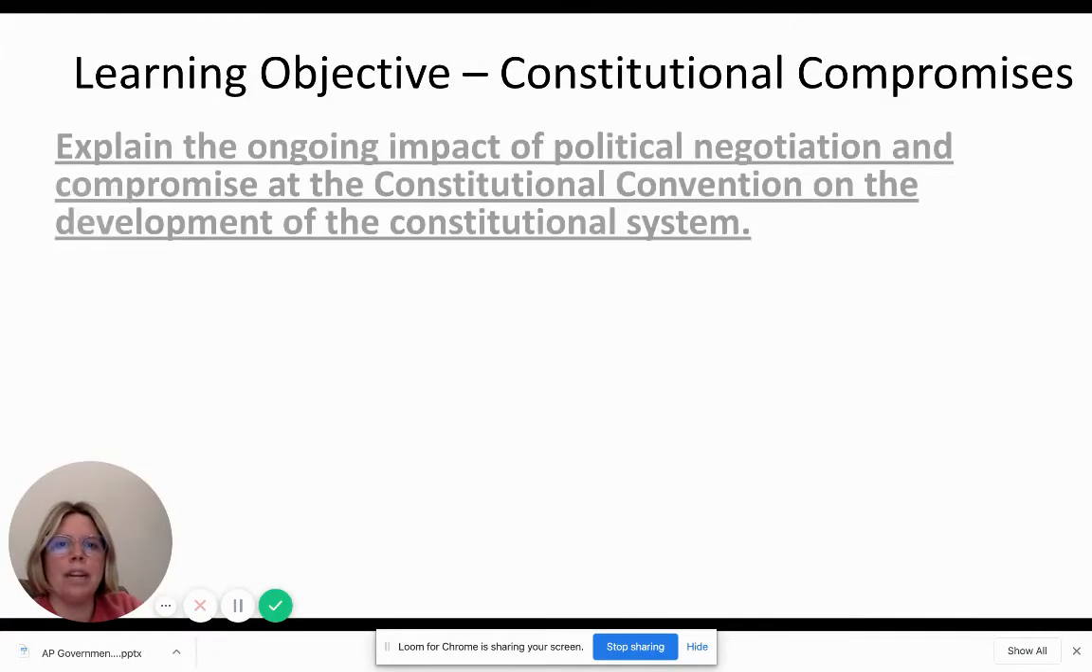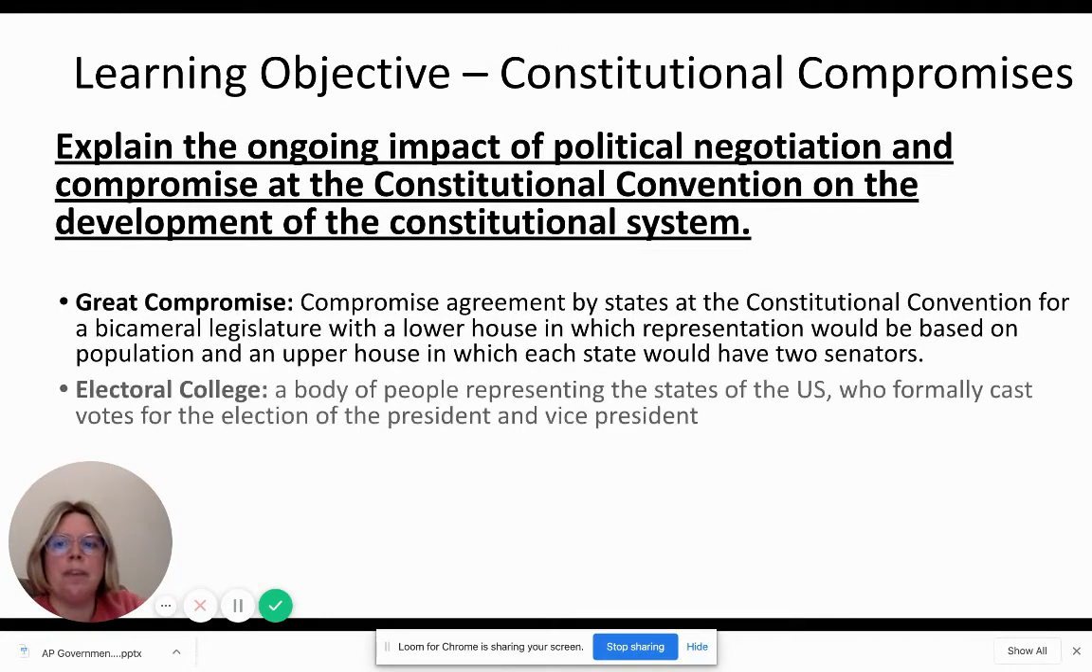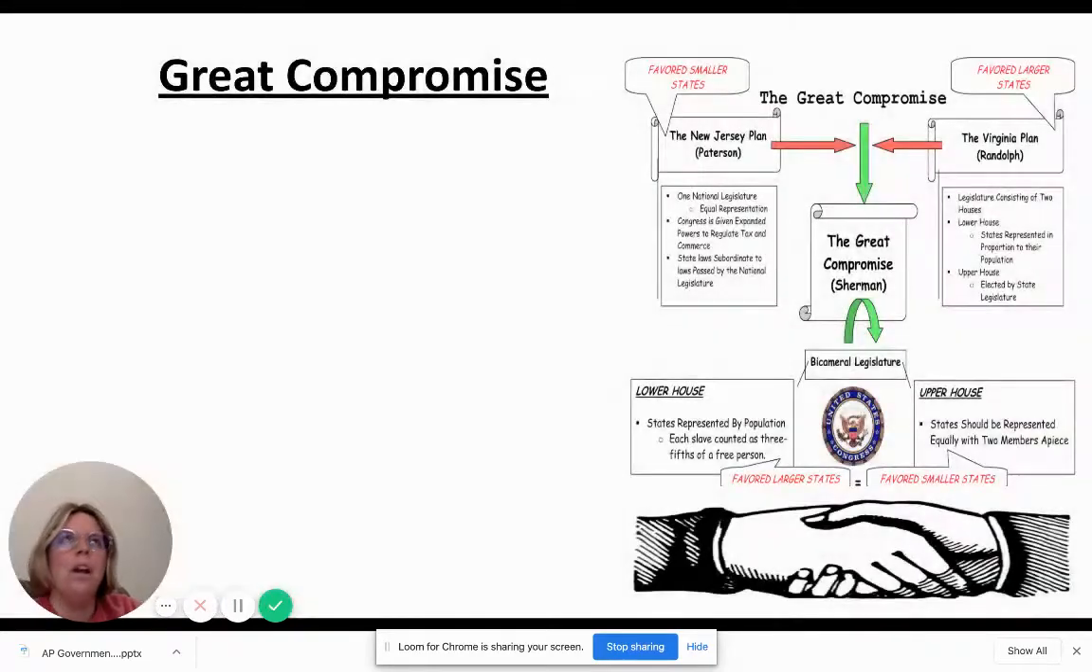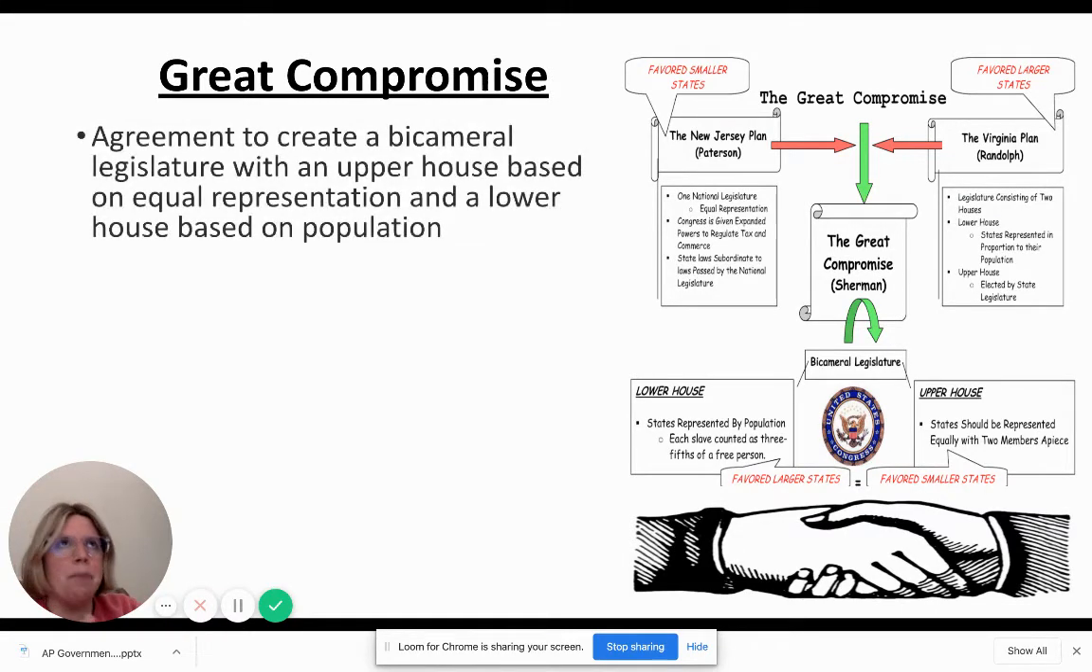Okay, learning objective, constitutional compromises. This is basically just going over those four key compromises that happened: the Great Compromise, Electoral Compromise, the Three-Fifths, and then also the Slave Trade Compromise. So know that there was negotiation, that there was debate, and that's what led to compromise. This was not everybody got what they wanted, but they were able to figure out a plan that worked for everybody, that they were okay enough with.